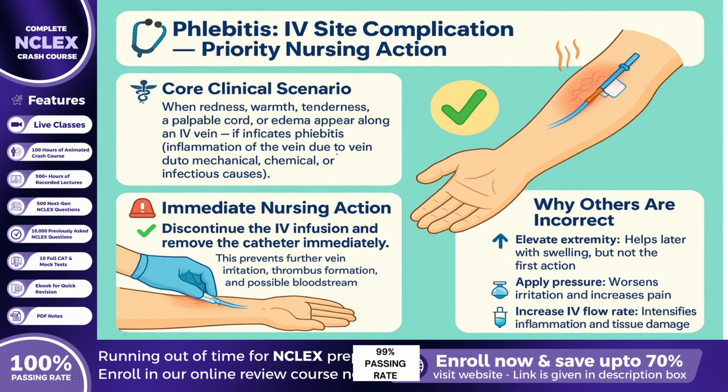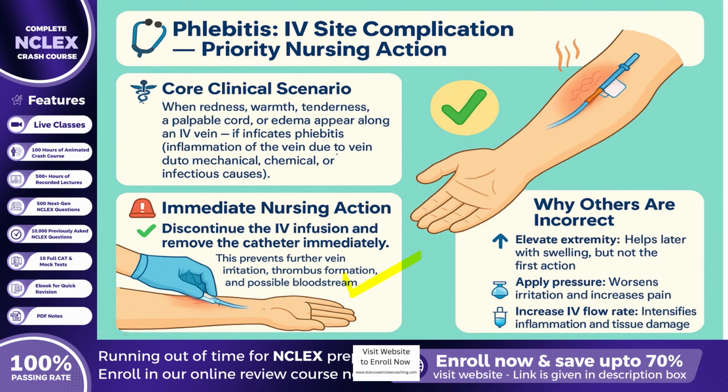Continuing the infusion in such a case could worsen the injury, lead to thrombus formation, or even result in systemic infection. Therefore, the nurse's top priority is to stop the infusion and remove the catheter immediately to halt further endothelial damage. After removal, applying a warm compress helps promote comfort and circulation. The nurse should also document findings and restart the infusion in a new site, preferably in another extremity.